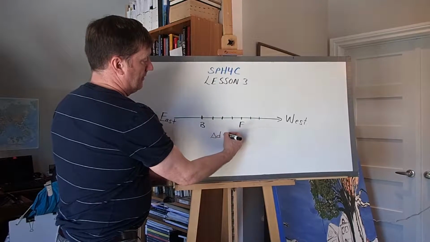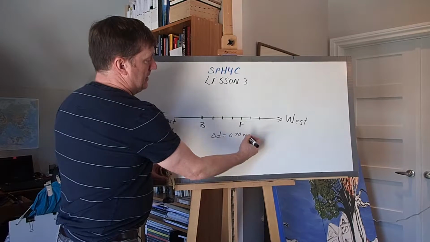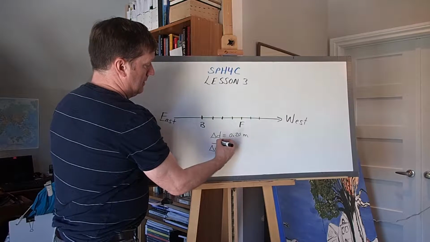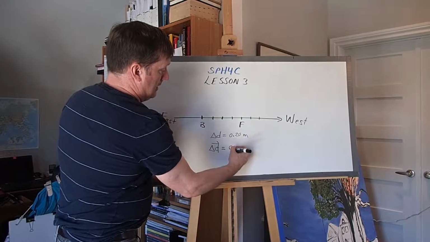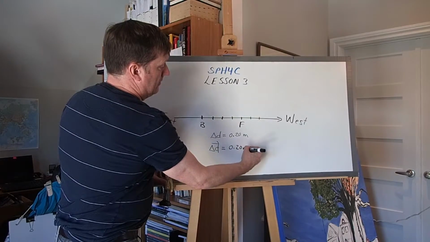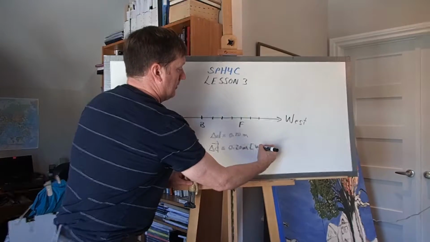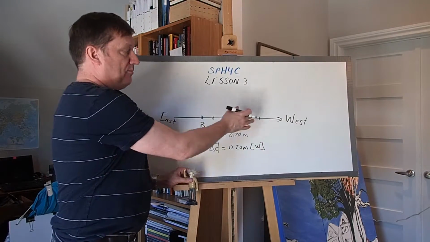So the distance he's traveled is 20 centimeters, 0.2 meters. The displacement from beginning to finish is 0.20 meters, but it has a direction. It's to the west. Okay, so that's a simple journey.